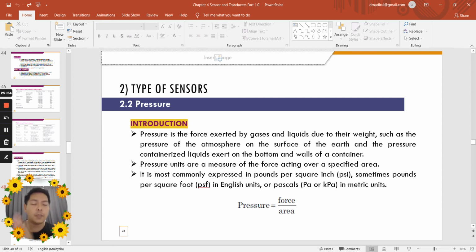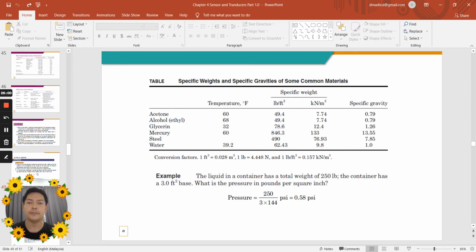Pressure, so how do you calculate pressure? Pressure is force divided by the area. So this table shows you the specific weight and specific gravity of some common materials, together with an example of how to calculate a pressure for a material.